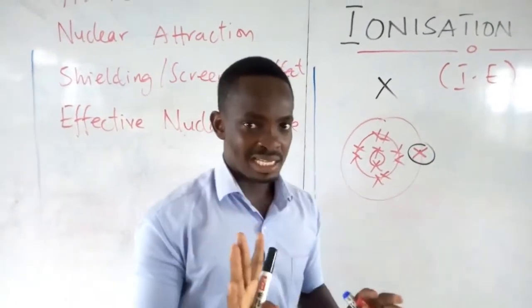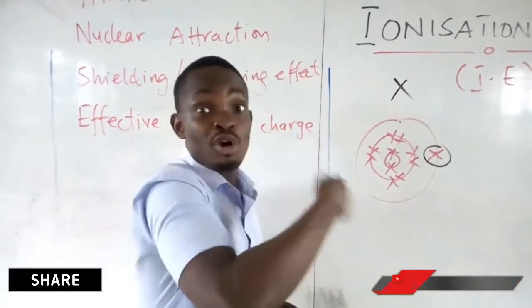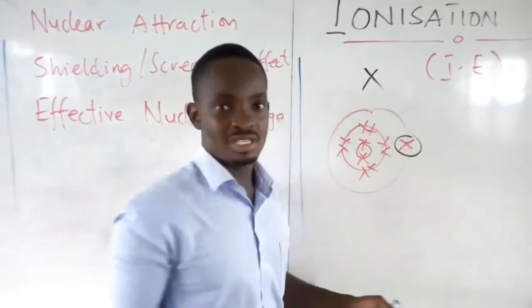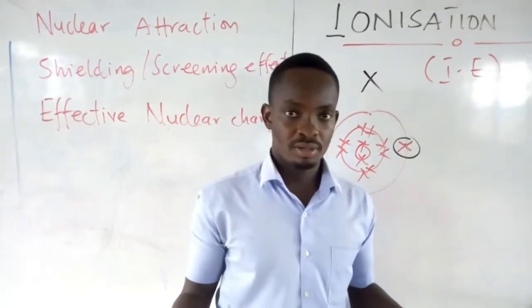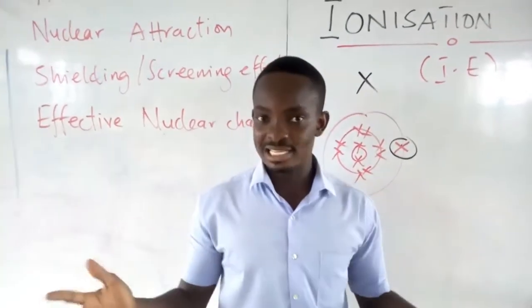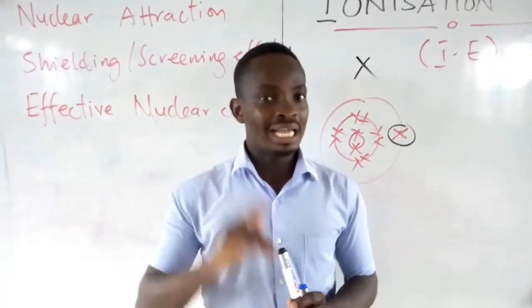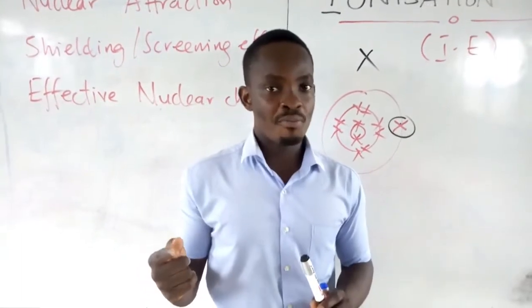I want you to ask yourself, how easy or how difficult is it to remove this outermost electron? If I say outermost electron, I mean the valence electron. So picture it in this way: how easy or how difficult is it to remove the outermost electron from a neutral atom?